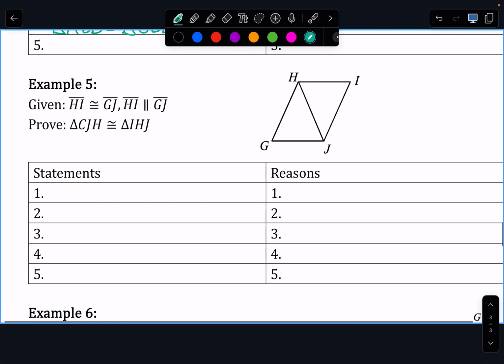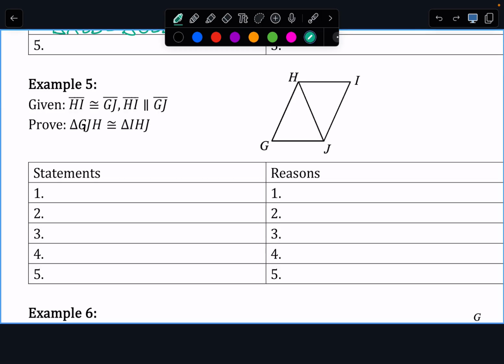So let's do example 5. I think you want to do example 5 because of the parallel lines. It was definitely the printer's fault and not mine. This C is really a G. Change it to a G.